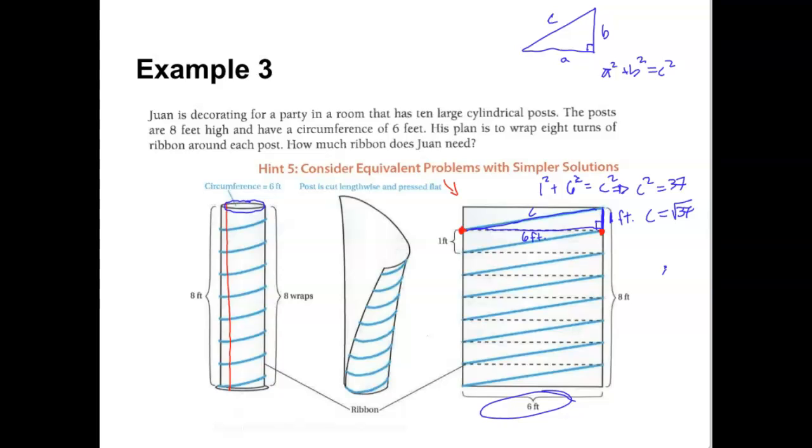So I'm going to go into my calculator. I'm going to do 8 times the square root of 37. We're going to go to 2 decimal places. So I'll say he needs 8 rad 37, which is, I should say, approximately equal to 48.66 feet of ribbon.